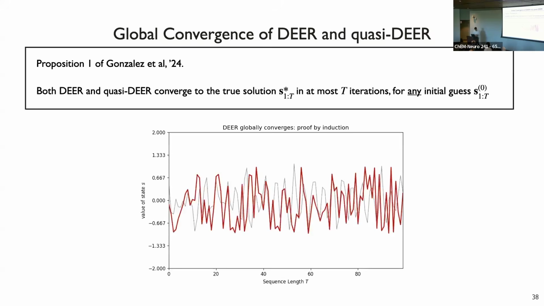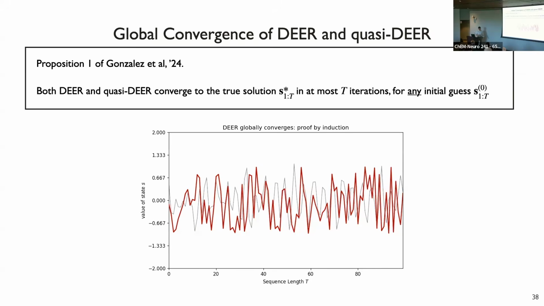The way I prove this is with induction, but we can actually prove it in the GIF. The basic idea is that we know our initial condition. We know our starting point s0, and every turn of the crank of this DEER or quasi-DEER approach will always give us at least one more step right. So as a result, no matter how we initialize, no matter what our original guess was, we will eventually converge in at most t iterations.